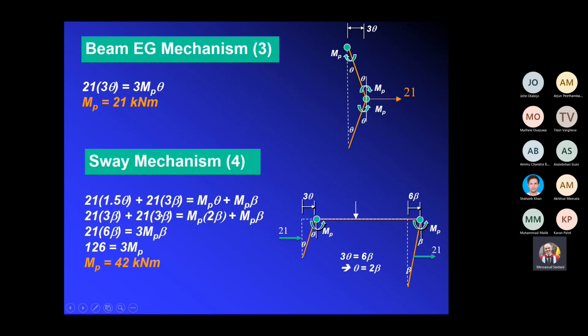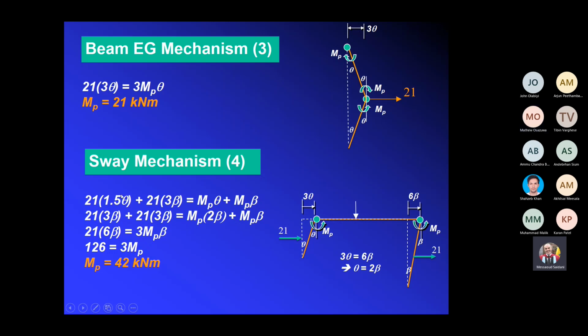So we have 21 times 1.5 theta, plus 21 times 3 beta, which is half of 6 beta, equals MP theta at this hinge, and then MP beta at this hinge. There are no hinges at the supports, so that's it. Now you can simplify by substituting either theta by 2 beta, or beta by theta over 2, and when you simplify, you get exactly the same answer.